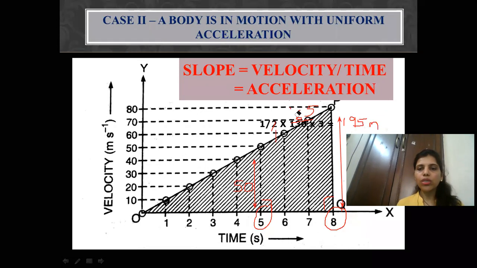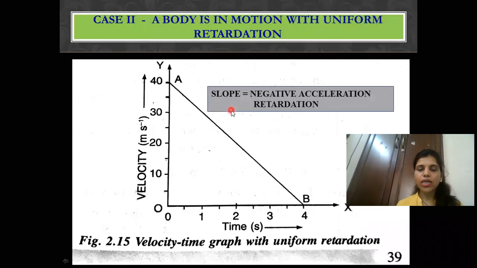So now we go to the next slide. Now in the next slide you will see that the graph which is showing is velocity versus time, and it is showing that initially the body had an initial velocity of 40 meter per second, and finally the body after 4 seconds is showing 0 meter per second. That means the velocity becomes 0.